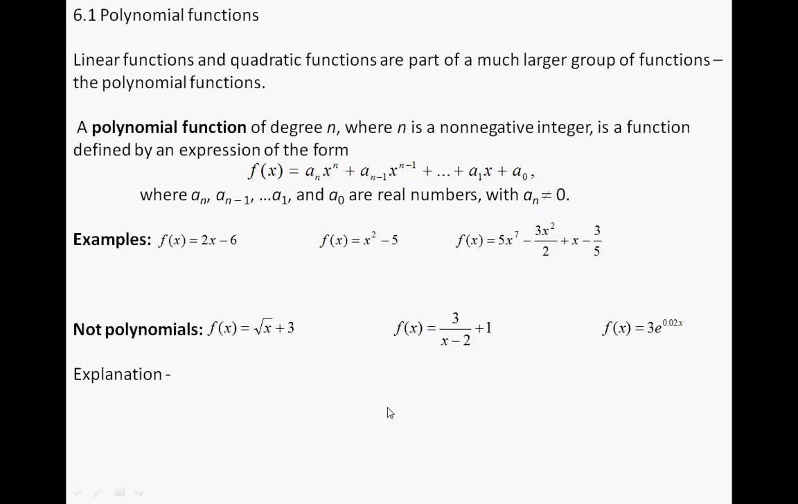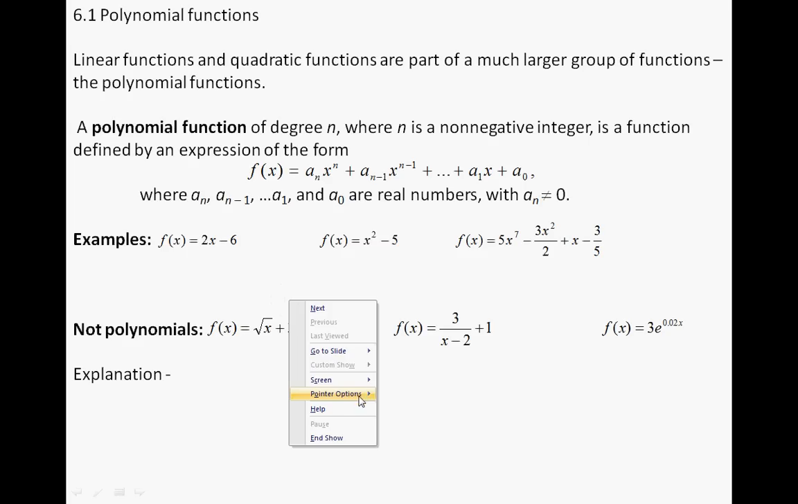Okay, so a little intro to polynomial functions. The linear functions and quadratic functions we've seen so far are part of a much larger group, the polynomial functions, and then here you see a fancy definition of what a polynomial function is. Okay, so that might be a little bit hard to read, so let's just look at some things that really are polynomial functions.